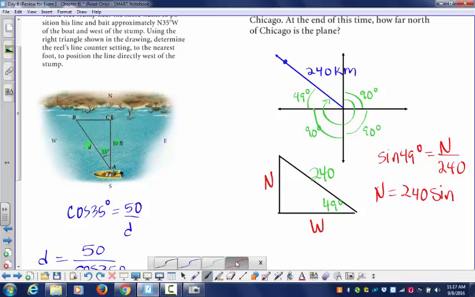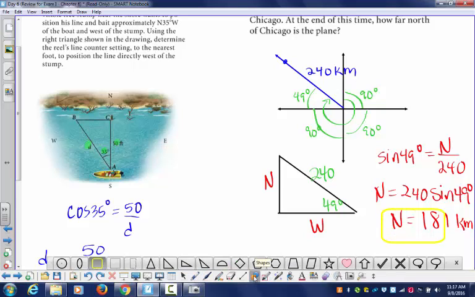Somebody type that in, and let's approximate that to the nearest kilometer. Somebody get it? 181. Thank you. Okay, so that's the nearest kilometer. And because we used the letter N, we know that that's north of the airport in Chicago.